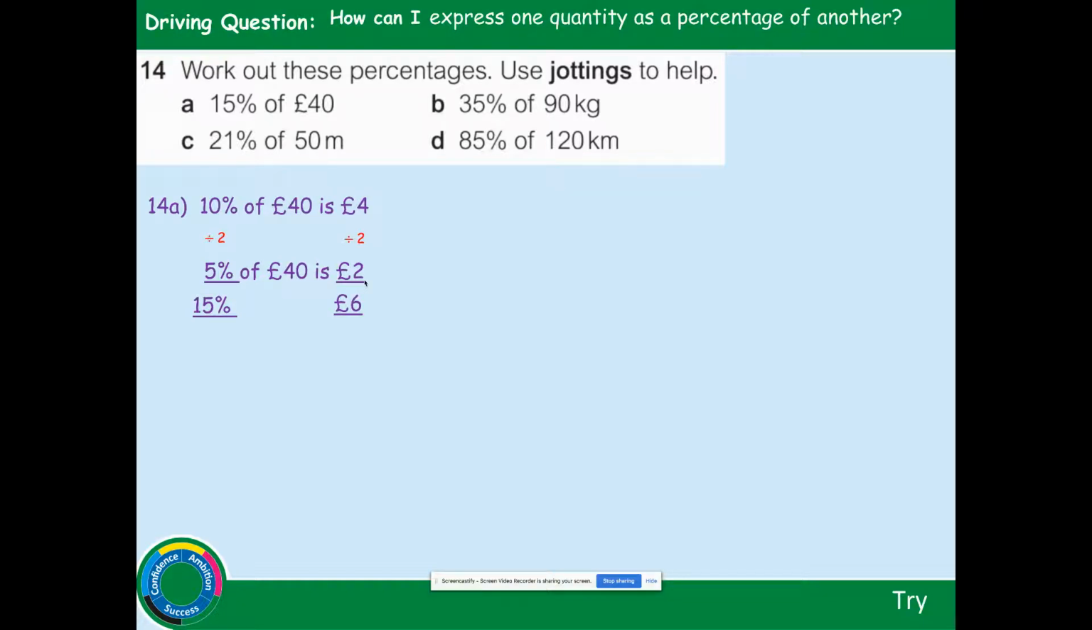Okay, press pause on the video, copy that example down, part A, and then do B, C, and D. Have a go at them. Press play when you're ready to carry on.